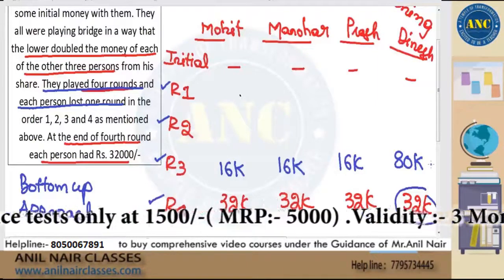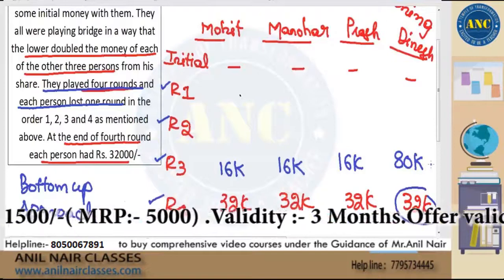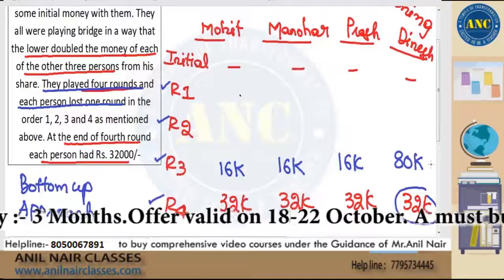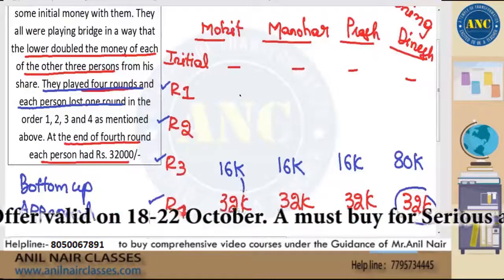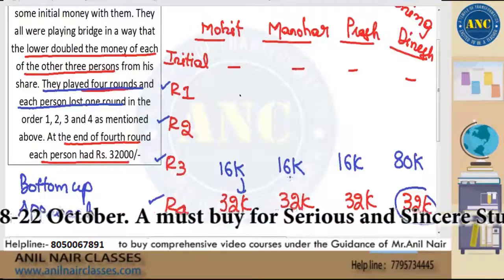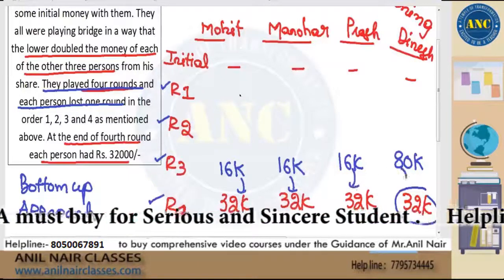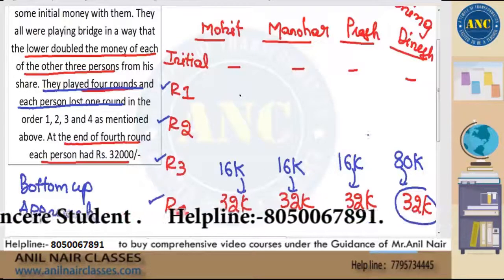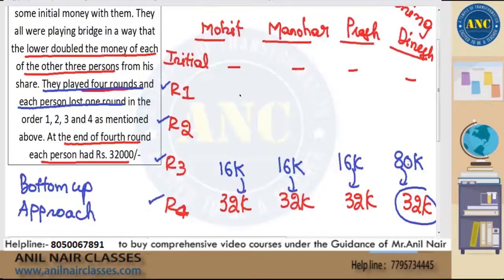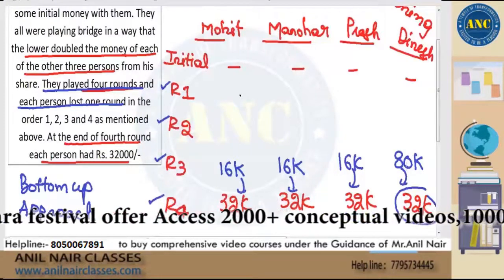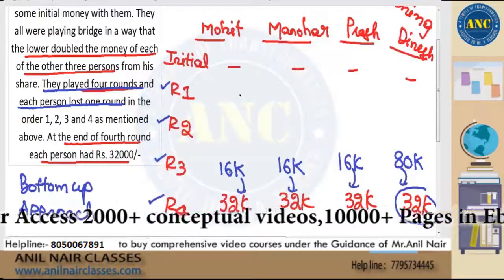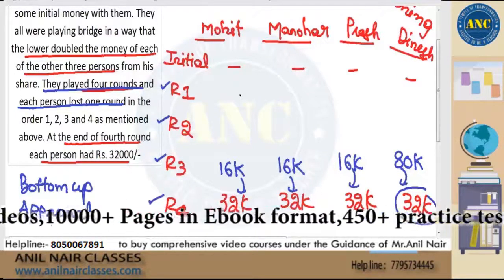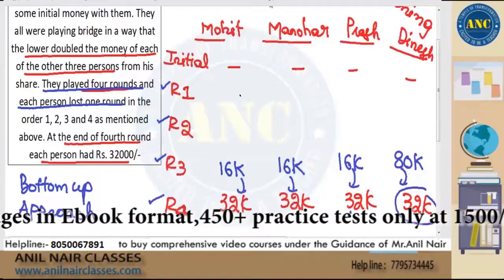Again I am explaining. Listen carefully. During the 4th round, the 4th person will lose. Moving from R3 to R4 is double. Moving from R4 to R3 is half. 16, 16, 16, 80. This 4th person enters into the 4th round, so he loses it. When he loses it, he doubles the money of the other 3 players. 16 is 32, 16 is 32, 16 is 32. Remaining is 32. I hope it is clear.